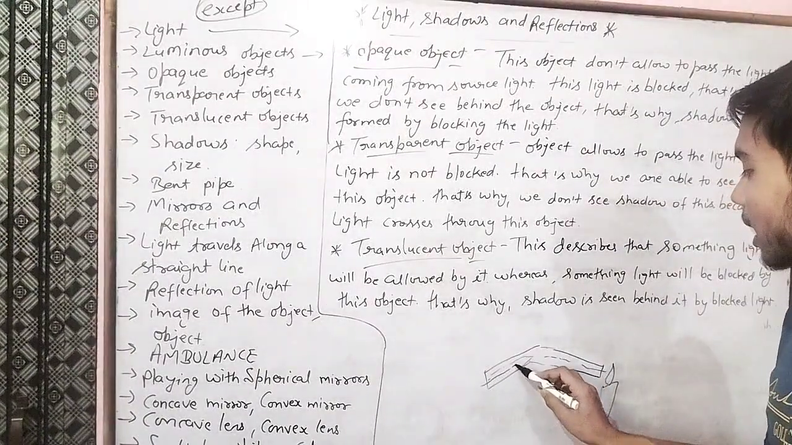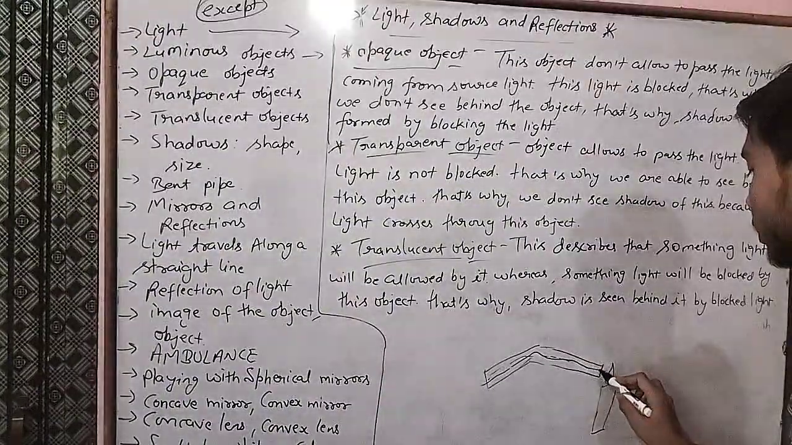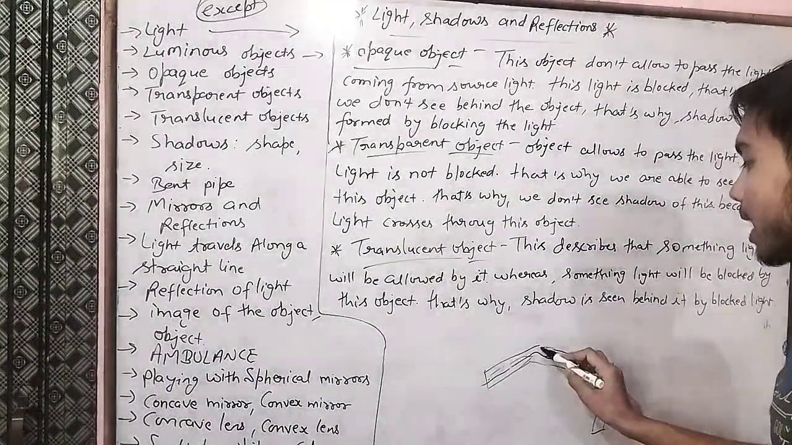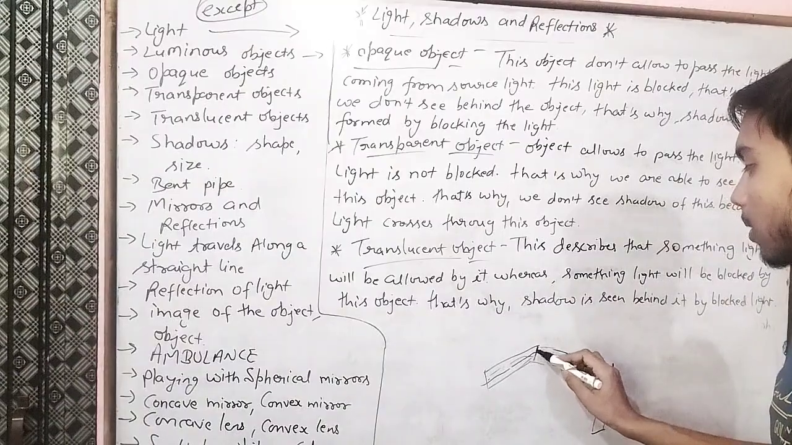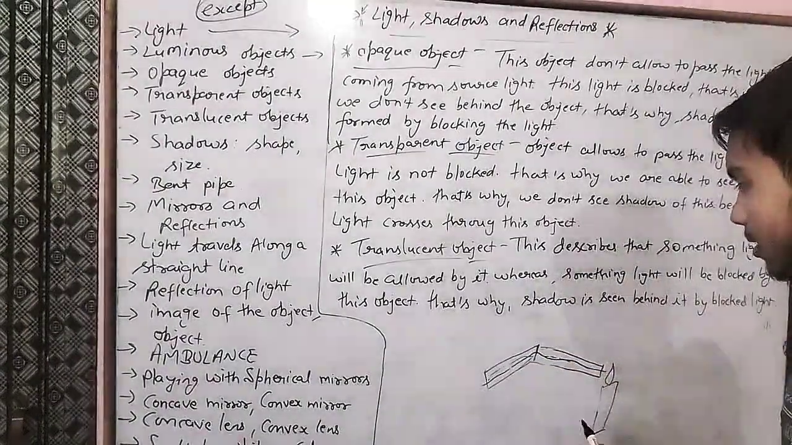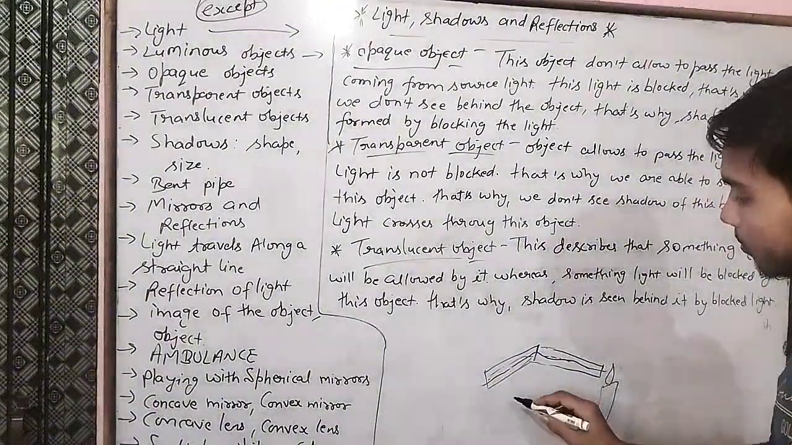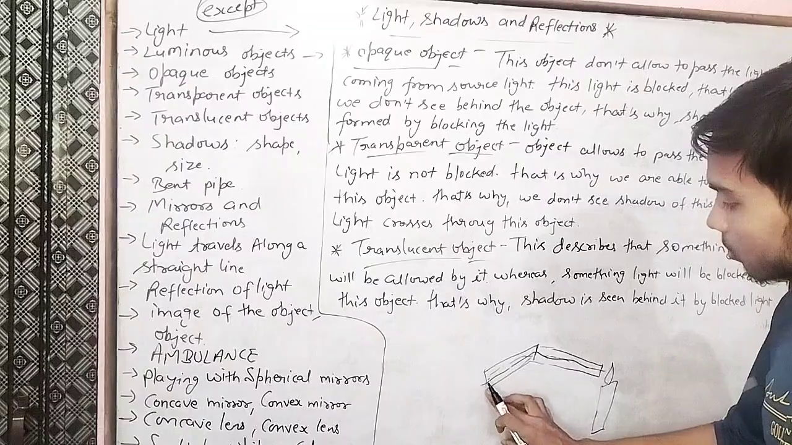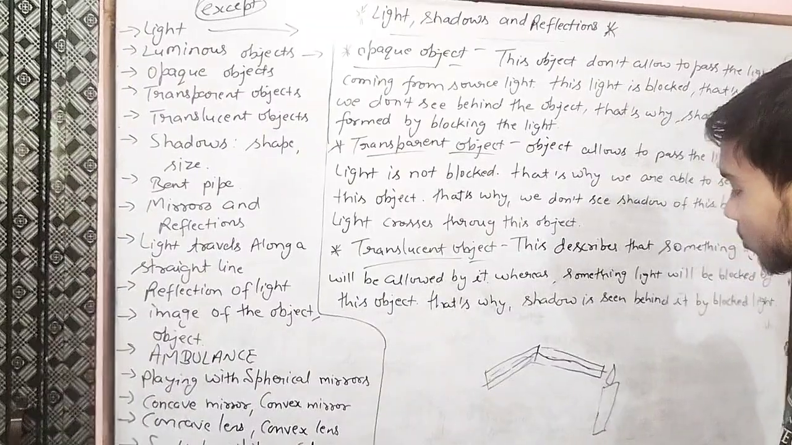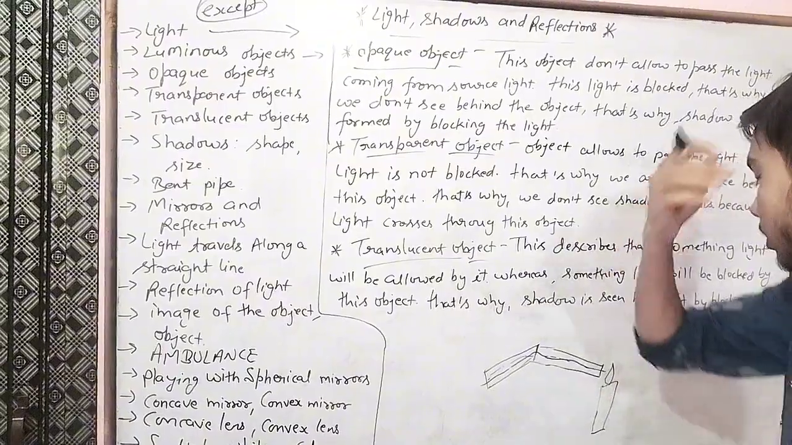Light is going like this, then it will get reflected like this. So our eyes can see this part only. Further, this part our eyes can't see. Our eyes will not be able to see. Clear? I hope we are clear.